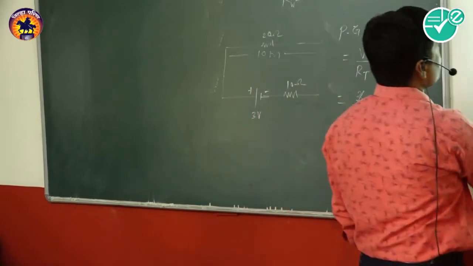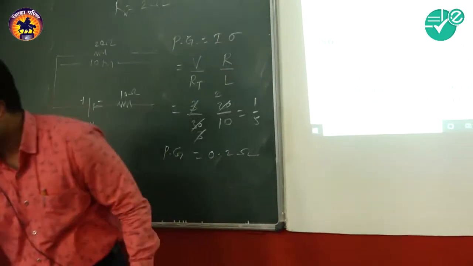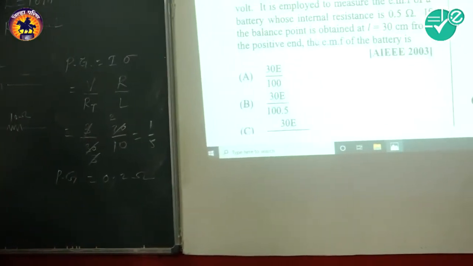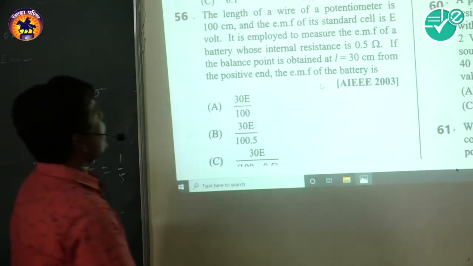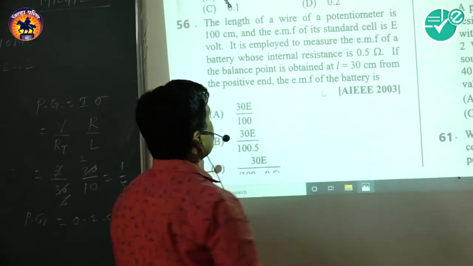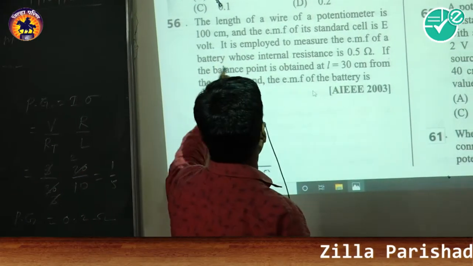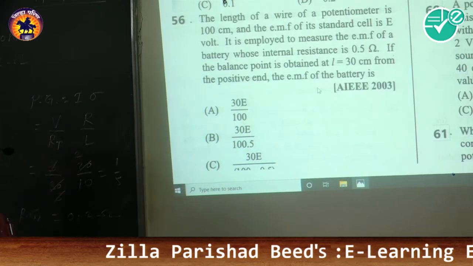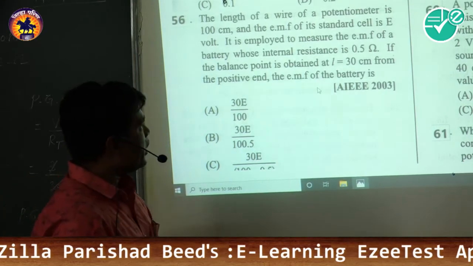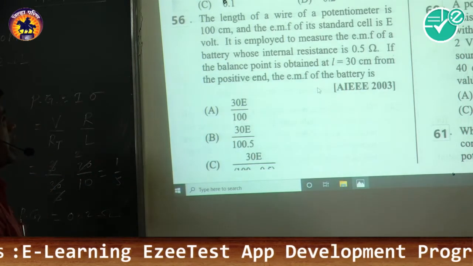Now we will move towards question number 56. What is asked in question number 56 is that the length of a potentiometer wire is 100 centimeter, and the EMF of its standard cell is E volt. It is employed to measure the EMF of a battery whose internal resistance is 0.5 ohm, and the balance point is obtained at L is equal to 30 centimeter from the positive end. Then the EMF of the battery is.